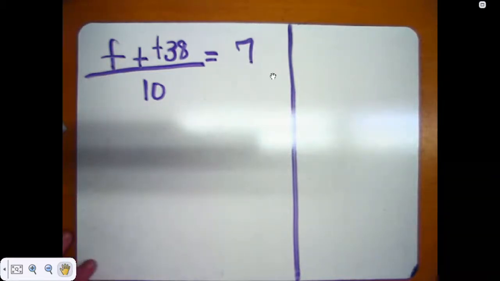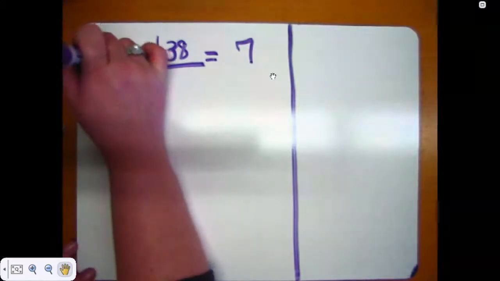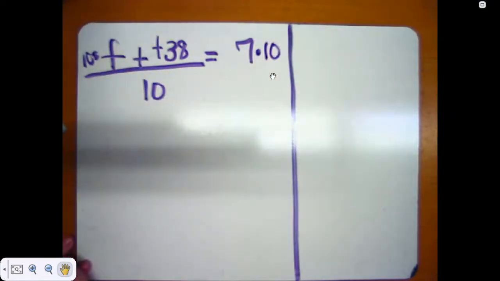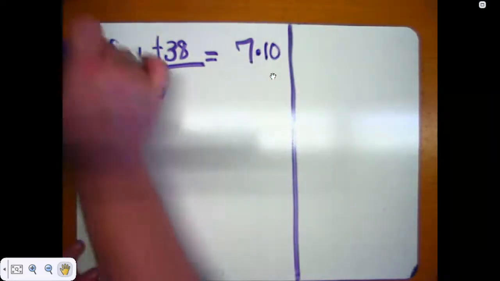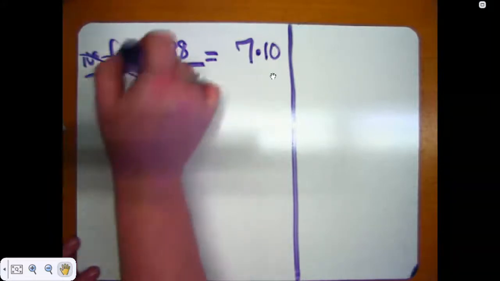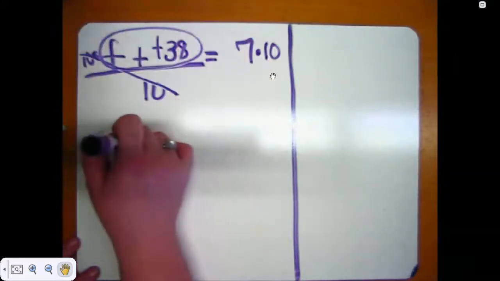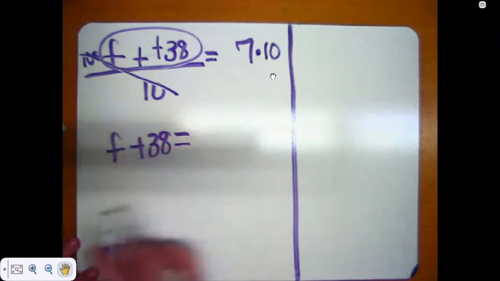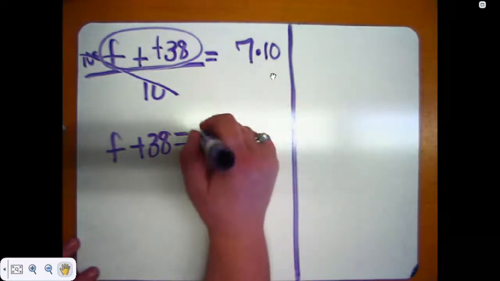So once I got my mean girls changed to positive, or my double negatives changed to positive, now I need to get rid of this 10 so I can work with this. So I'm going to multiply both sides by 10. 10 divided by 10 is 1, so that's going to cancel out, and that's going to leave me with F plus 38 is equal to 7 times 10 is 70.